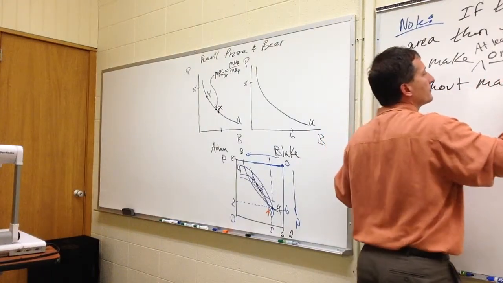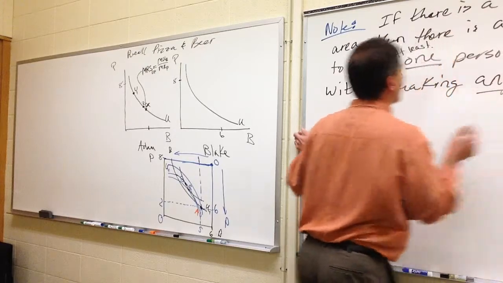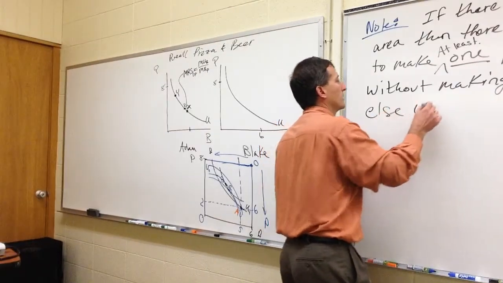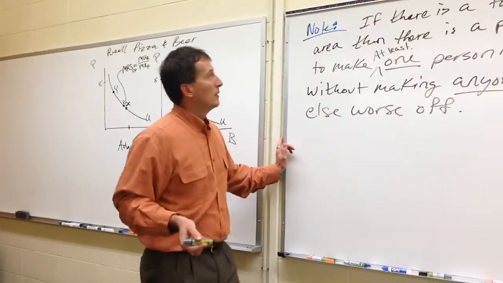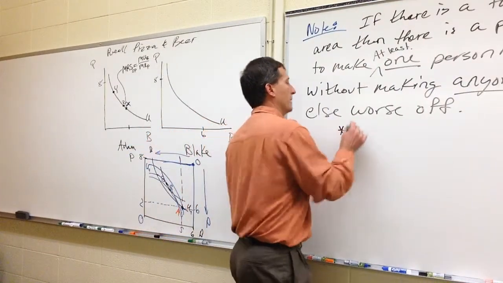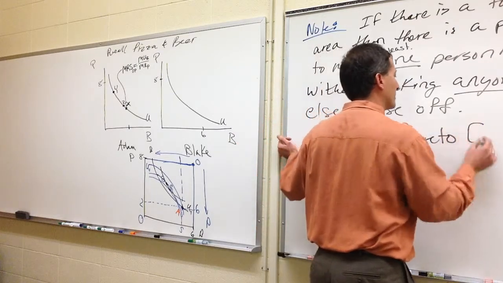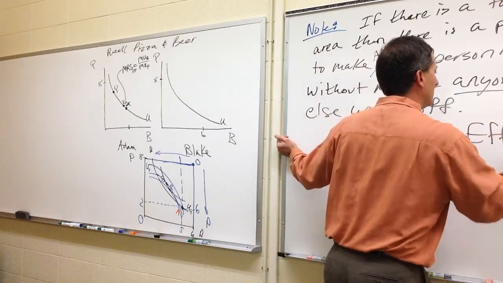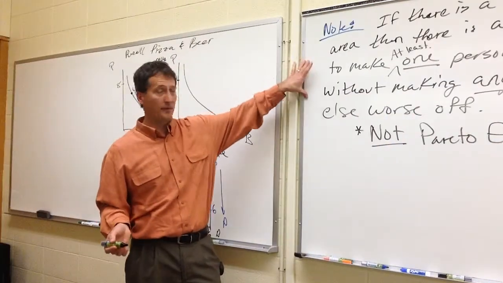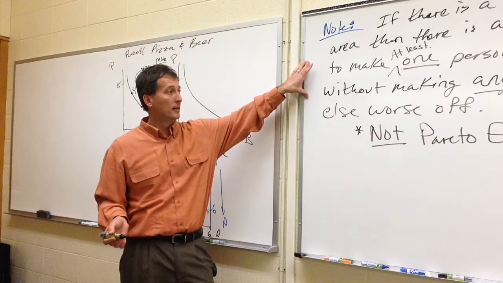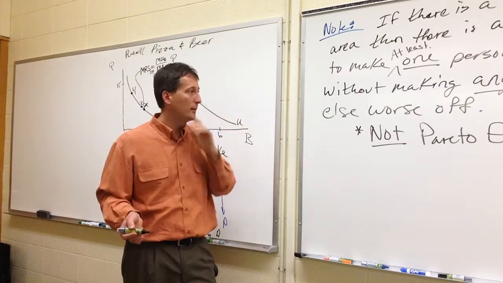making anyone else worse off. Which means if there's a football region, it is not Pareto efficient. Pareto efficiency is that definition saying we can't make anyone else better off without making somebody else worse off.